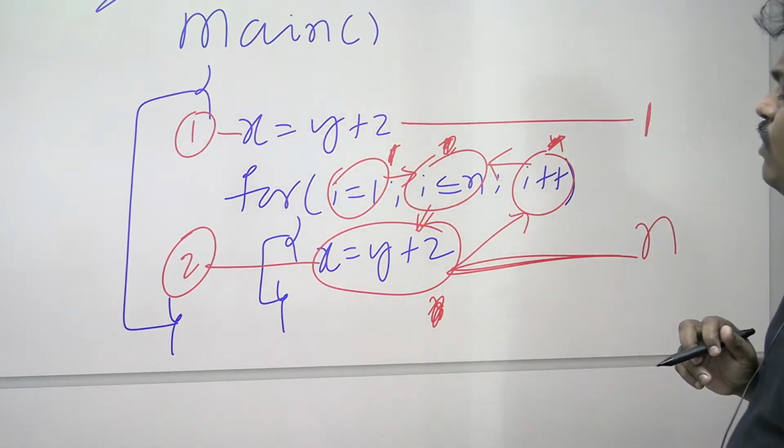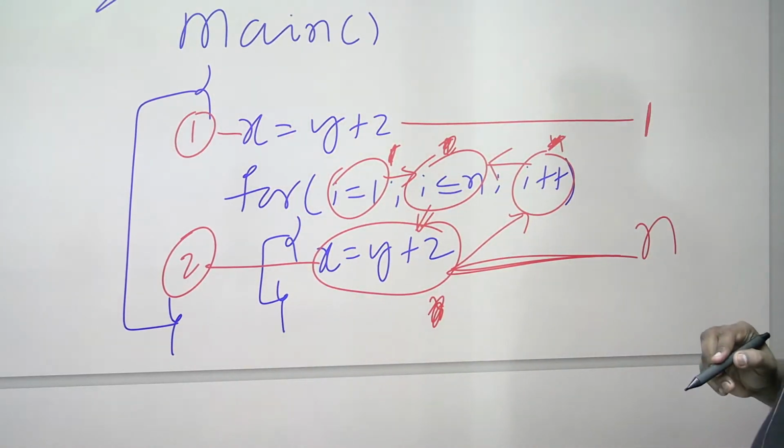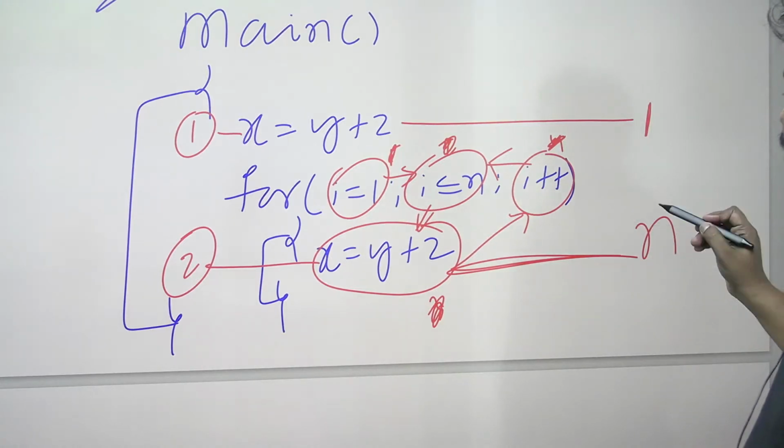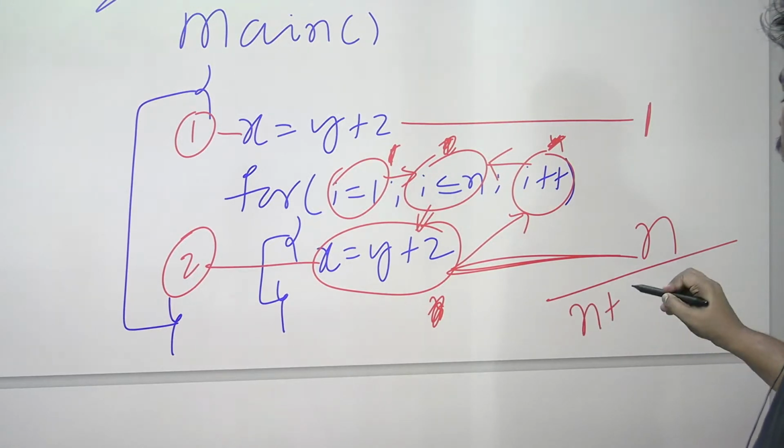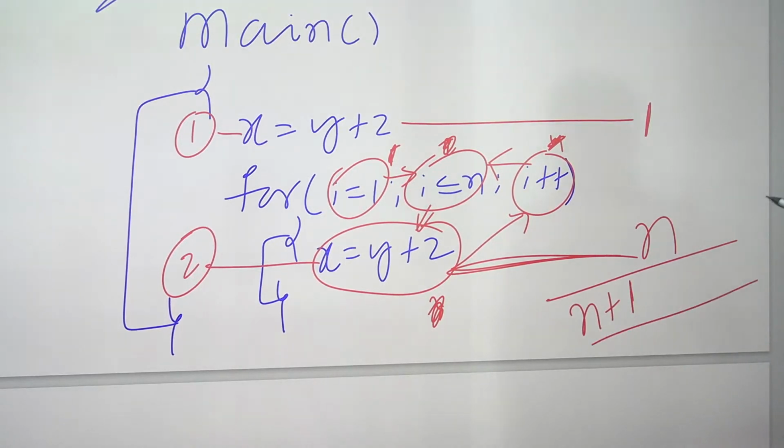See, statement 1 will execute while running one time. Statement 2 will execute while running n times. Now the total sum is n plus 1. This n plus 1 can be written as, which is bigger, n or 1? n is bigger. So theta of n. Whichever is bigger, take that. If n is bigger, theta of n.